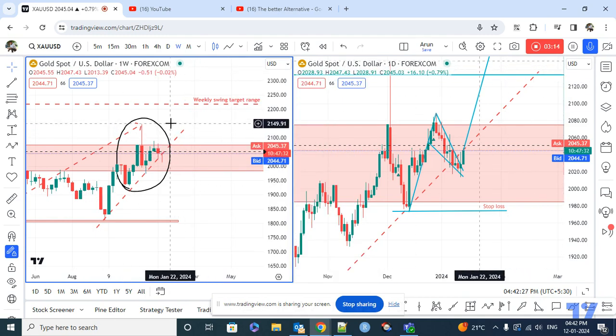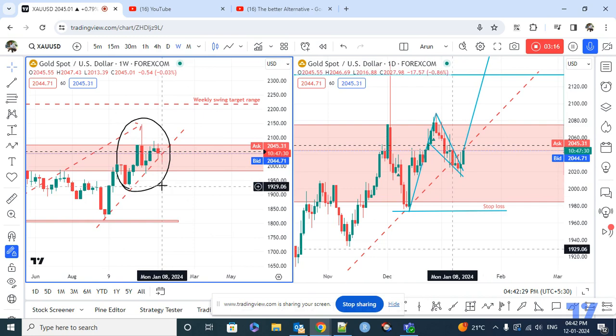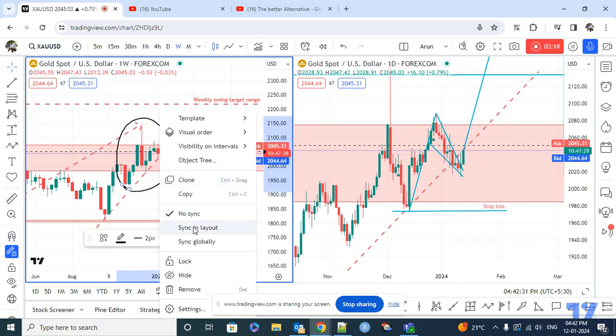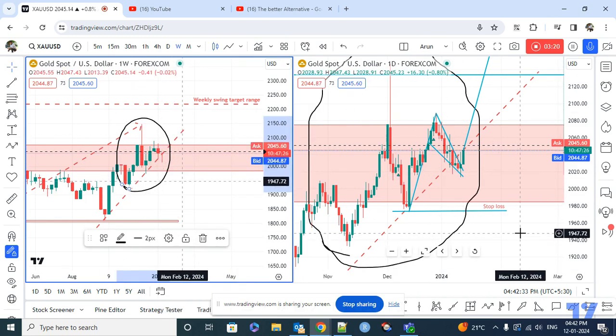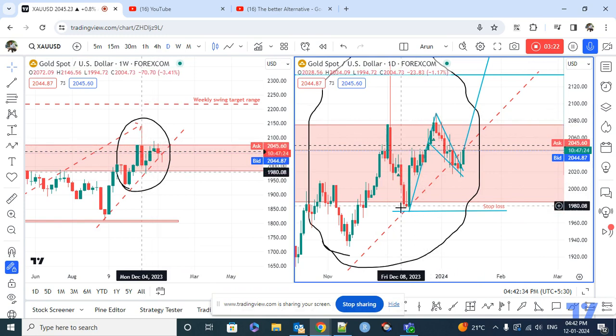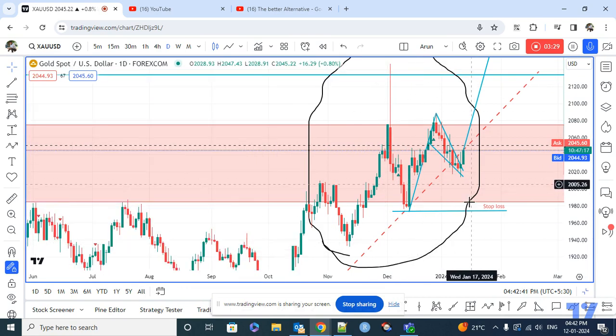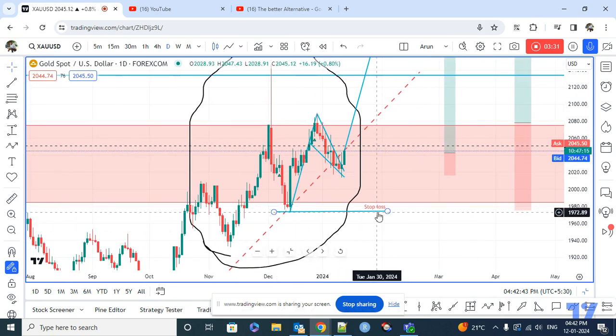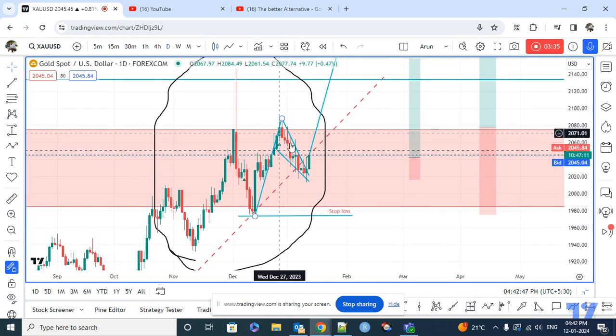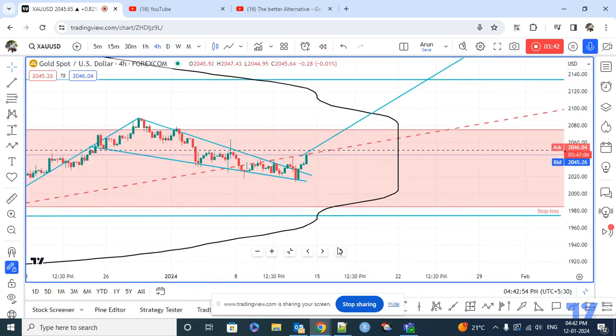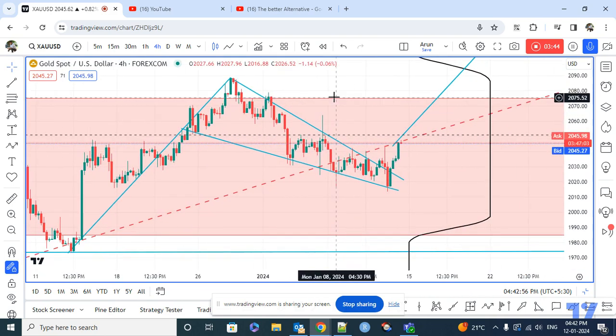Since this swing is the area of interest, I'll mark this and sync it in the other layout. In more specific terms, this is the area of more interest right now. Let's switch to the daily time frame. This is my daily time frame. This stop loss is for the weekly swing, so do not get confused with the current one. For the time being, let's shift to 4 hours to have better clarity. Okay, this is a 4 hour.